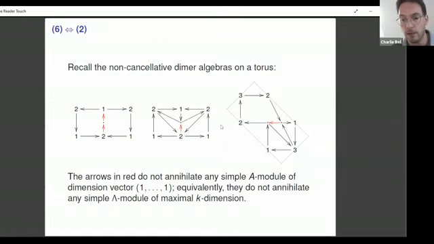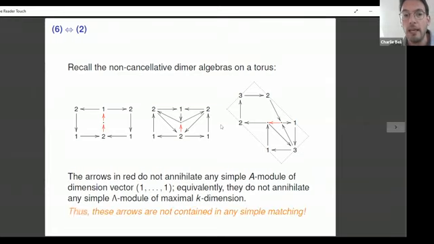So this will be the natural thing with the Gorenstein algebras, because this is a really special dimension vector when you have just ones, because it's the dimension vector for the simples of maximal K dimension. And so yeah, these arrows drawn in red are not contained in any simple matching. And the one on the left is the easiest to see. The middle one and the right one, you have to do more work to see that this is true.